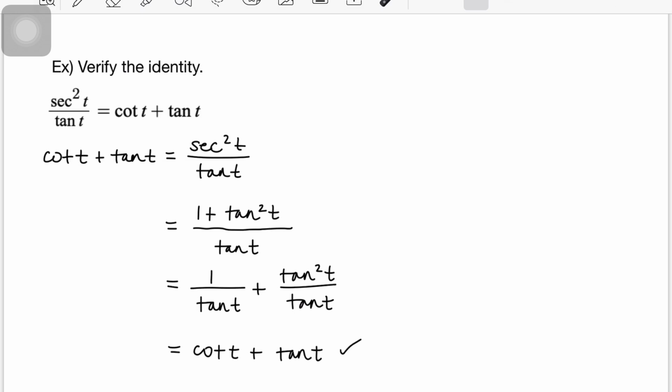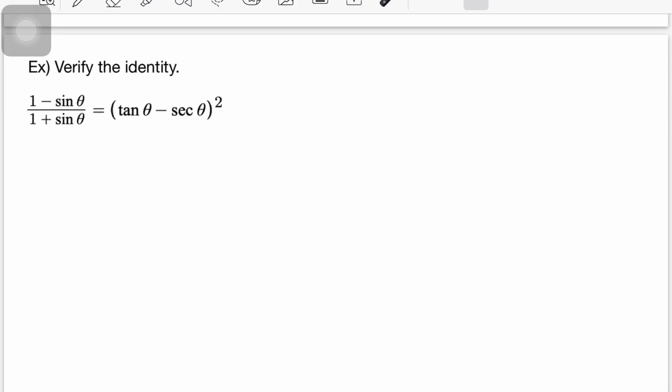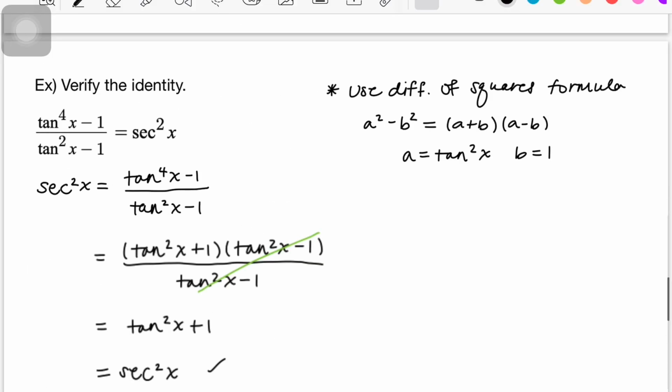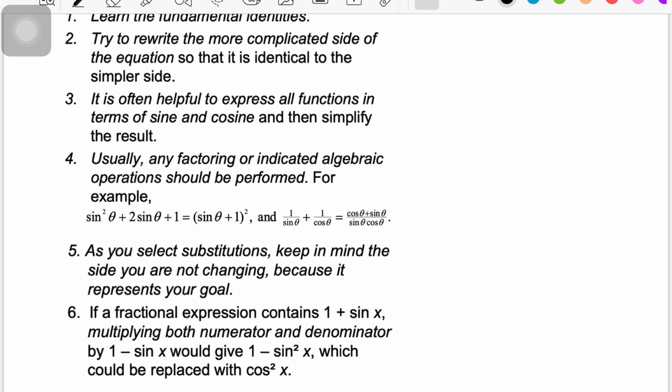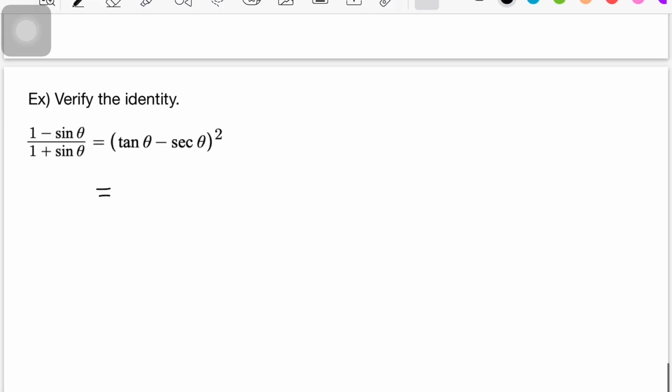Okay, so for the last example, we're going to look at a more complicated one here. We want to verify this identity. And at first, it might not be super obvious which side is more complicated. However, I would say this side is a little more complicated. We could work with this side and we would end up with the same thing, but let's work with the right-hand side here. Also, another useful tip for verifying these identities is to write everything in terms of sine and cosine and then simplify the results. A lot of these identities can be broken down to sines and cosines. So we'll do that in this example.